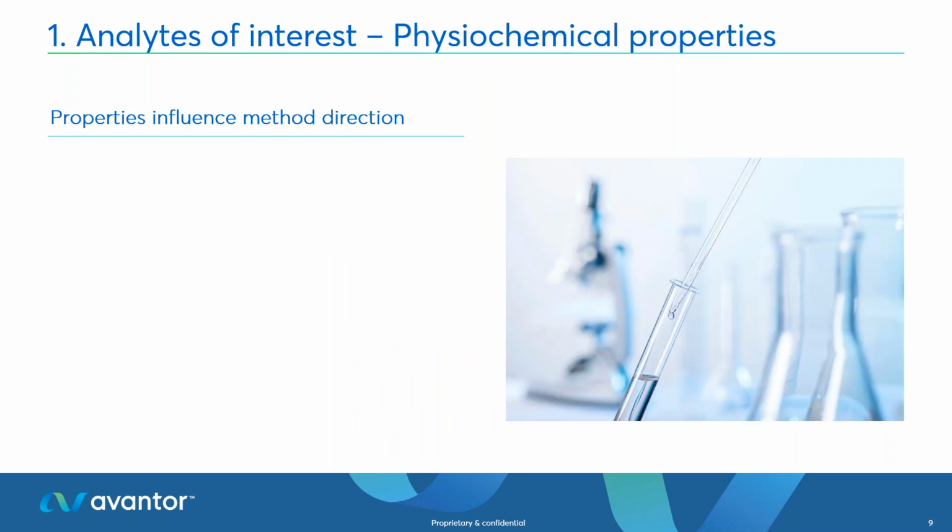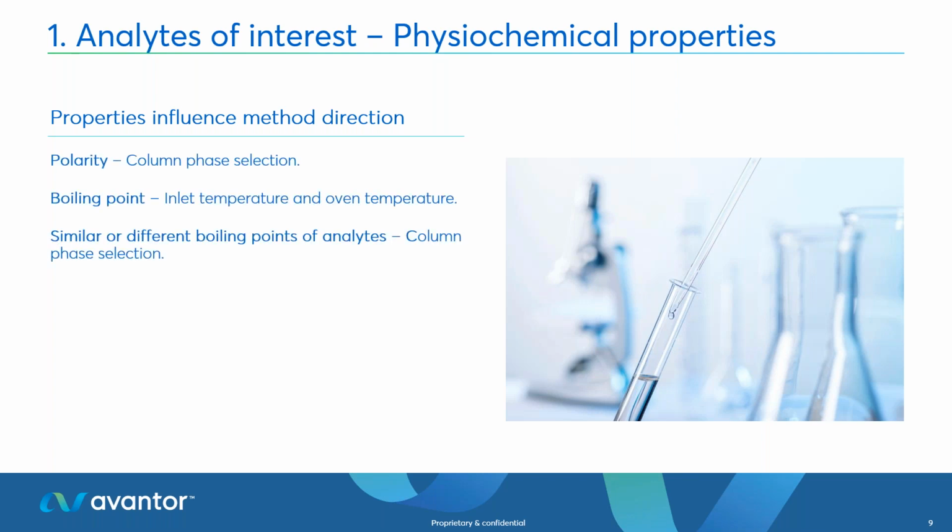With the physiochemical properties, these can influence the method direction. The polarity can influence the column phase selection. The boiling point of your analytes and compounds of interest can impact the temperatures that you're using on the inlet, i.e. the injector or the oven. They may have similar or different boiling points, and this can influence phase selection, and we'll go into that in more detail later.